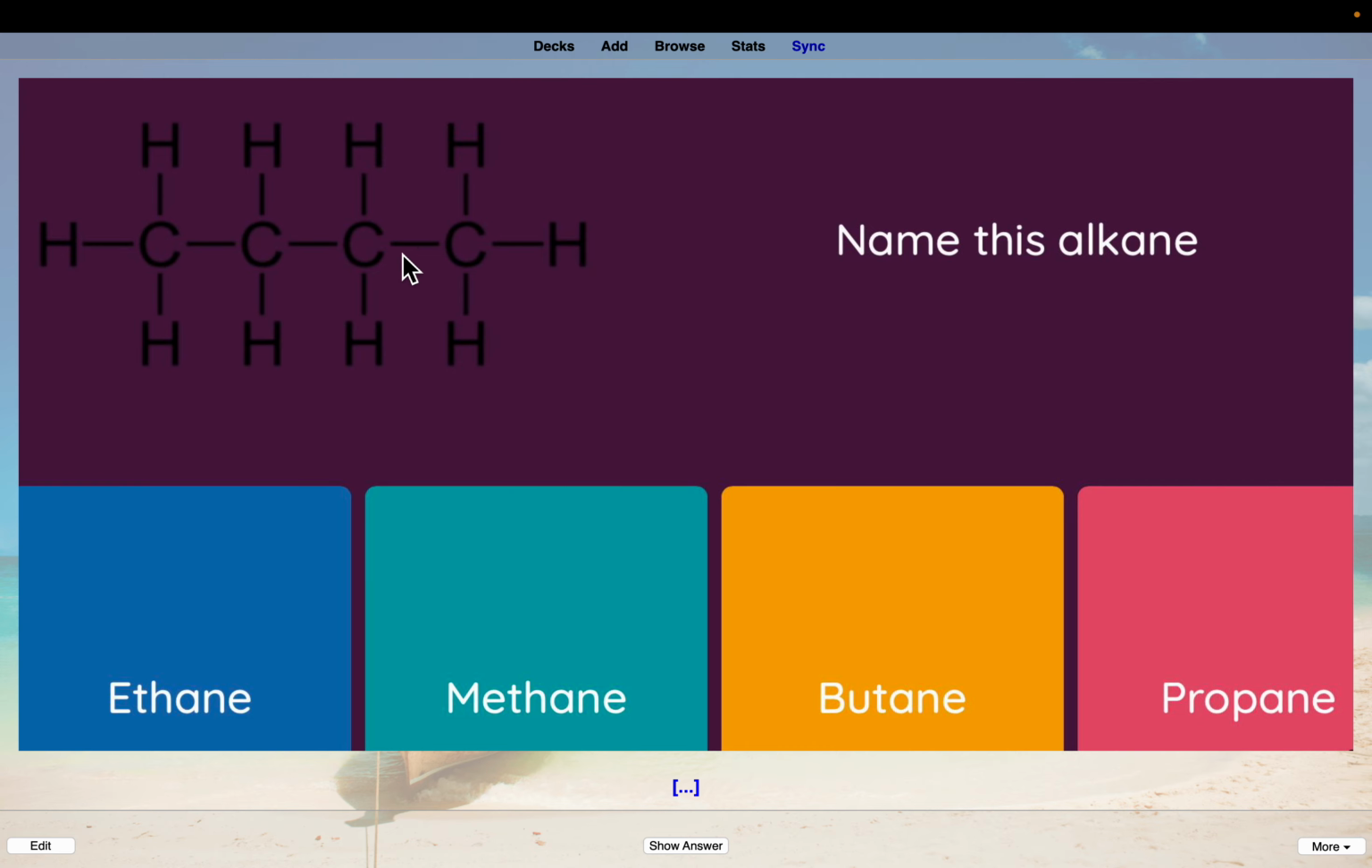Name this alkane, 1, 2, 3, 4. 4 carbons. This is butane. All single bonds, so the suffix would be written as A and E. Ane. Everyone has it, but what makes the distinction is the number of carbon atoms. For ethane, just 2 carbons. Methane, just 1 carbon. Propane, 3 carbons. In our figure, we have 4 carbons. That's butane.